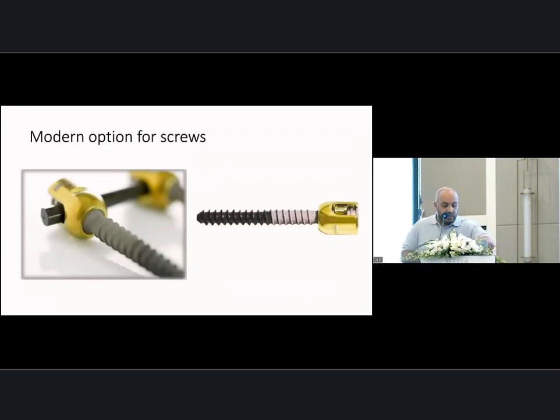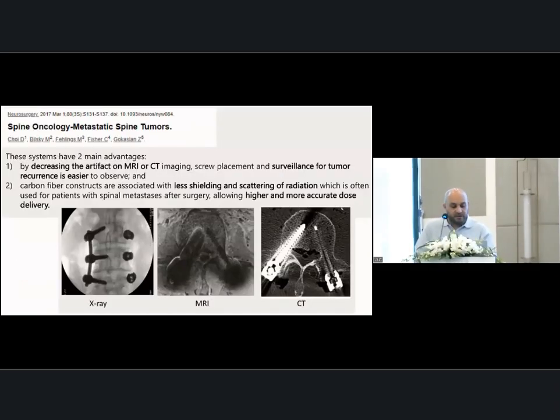Now we're going to very quickly, in the last 7 minutes or so, talk about modern options for fixation of these patients. For those who have it available, there's this relatively new thing called carbon fiber screws. The advantage of carbon fiber screws is that they do 2 things. One, they don't interfere with MRI imaging.